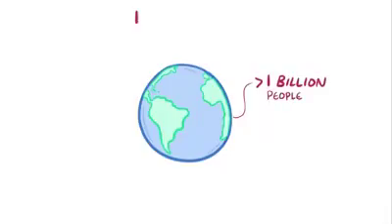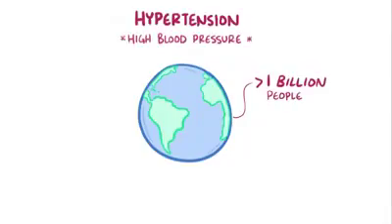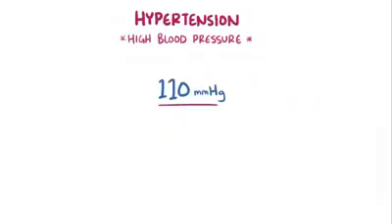People around the world have hypertension, or high blood pressure. So that pretty much means it's pretty common. Let's start by defining it. Typically, it's represented by two numbers.